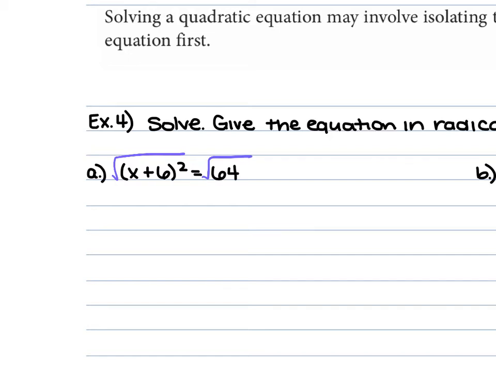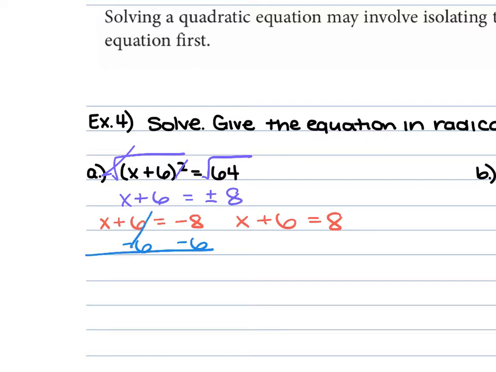The square root of the x plus 6 squared is going to get rid of the square root and the exponent. So it's just going to be x plus 6 is equal to, now you took the square root of both sides here, you're working with an equal sign, you've got to put the plus or minus in front of the answer for the square root of 64, which is plus or minus 8. From here, separate this into two equations and solve both. So you have x plus 6 is equal to negative 8, as well as x plus 6 is equal to positive 8. So we're going to move the 6 over by subtracting it from each side for both of these equations to get negative 14 and 2.